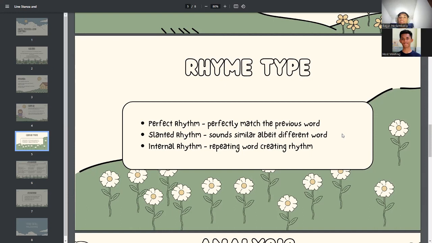Seems like I'm running out of time because I've been explaining too much. So the third rhyme type is internal rhyme. It's basically a repeating word that is going to create a rhythm. So if you have some kind of word in a stanza, in two lines, that keeps repeating, the same kind of word can be found overall. It's called an internal rhyme. There is also an example that I'll show in the analysis.